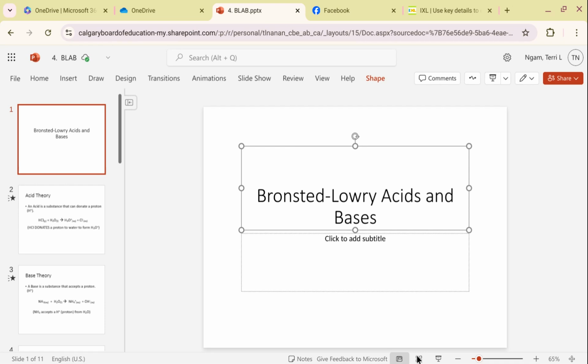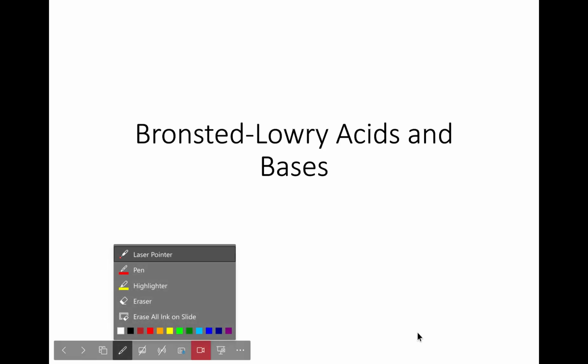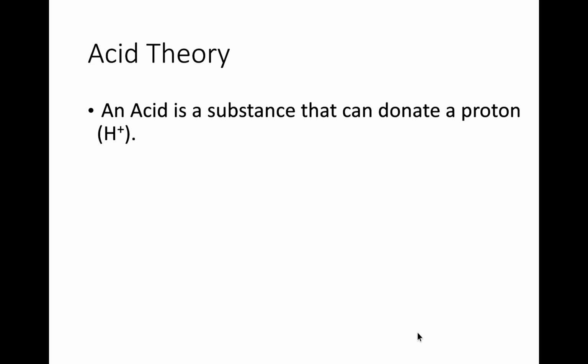Okay, so let's take a look at Bronsted and Lowry, acids and bases, and how we can predict reactions. So that's what Bronsted and Lowry helps us do, is predict reactions. So the first part is just going over how an acid reacts, and this is based on this theory that an acid is a substance that can donate a proton.